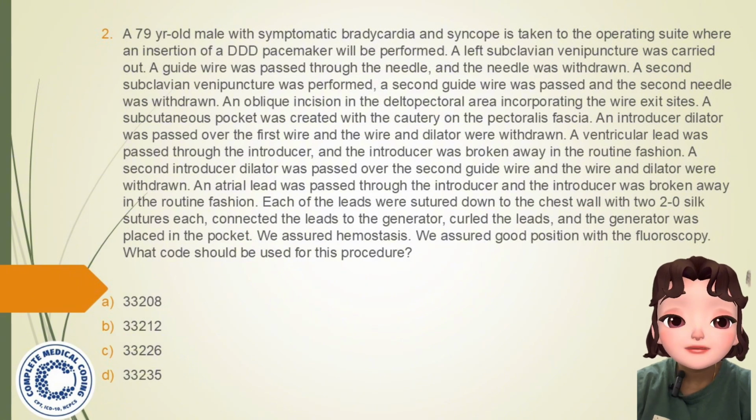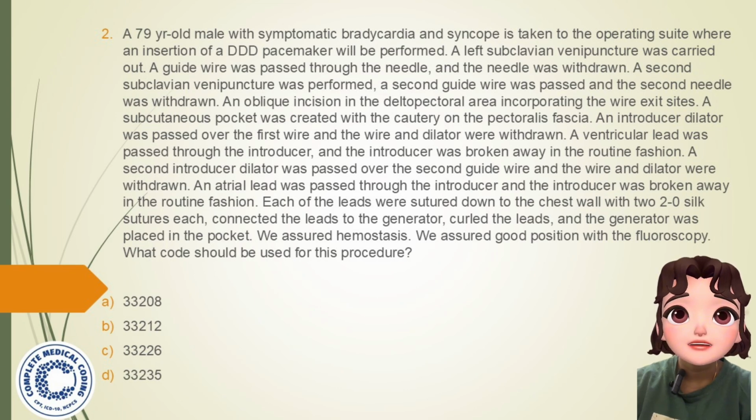Okay. So what procedure is being done here? It's clearly mentioned in the first sentence. Insertion of a DDD pacemaker. What is a DDD pacemaker? DDD pacemaker represents a dual chamber pacemaker. Dual chamber pacemaker means the pacemaker that consists of two leads, one for the right atrium and one in the right ventricle. So that's why they have mentioned DDD pacemaker, because a pacemaker with two leads is being inserted.